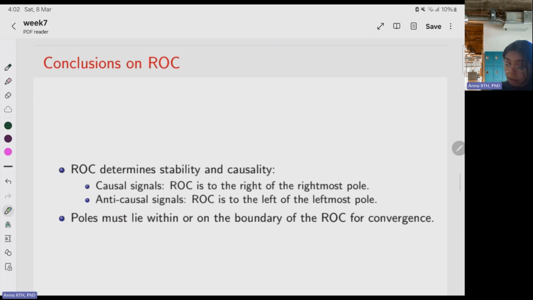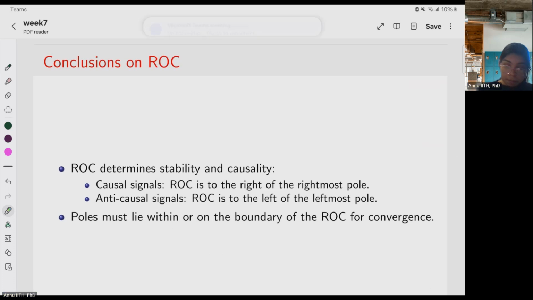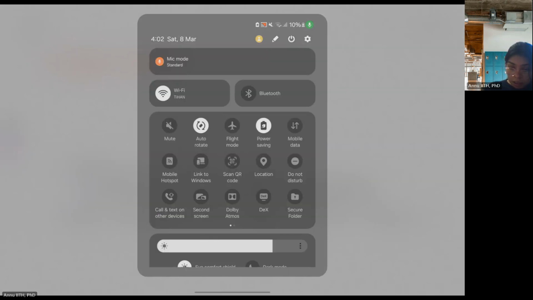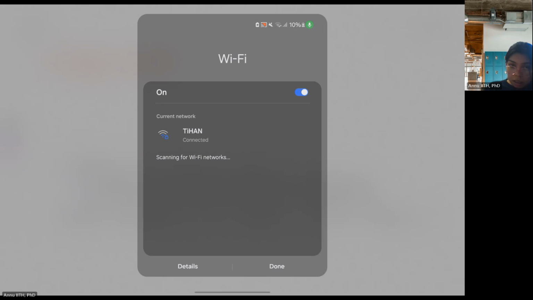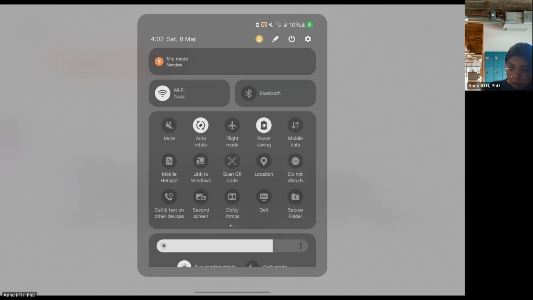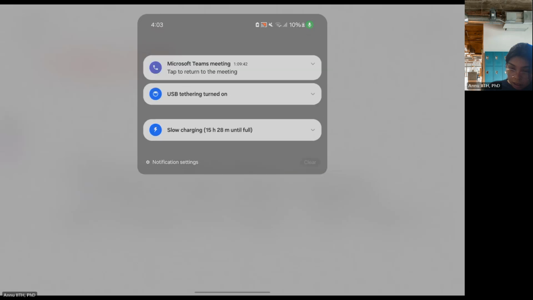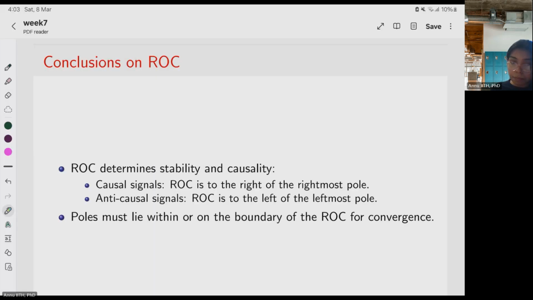So what are some confusions in the ROC? For a causal signal, the ROC is to the right of the rightmost pole. For an anti-causal signal, the ROC is to the left of the leftmost pole. And the poles must lie outside or on the boundary of the ROC, not inside it, for convergence.